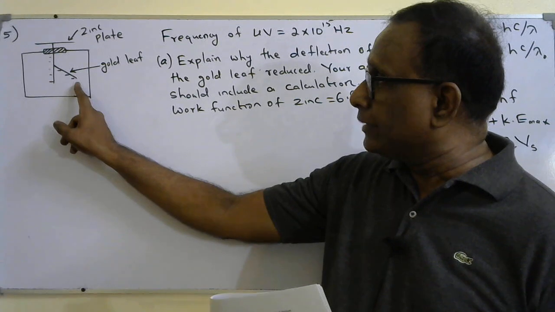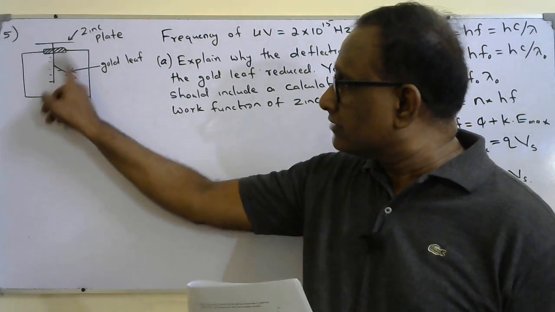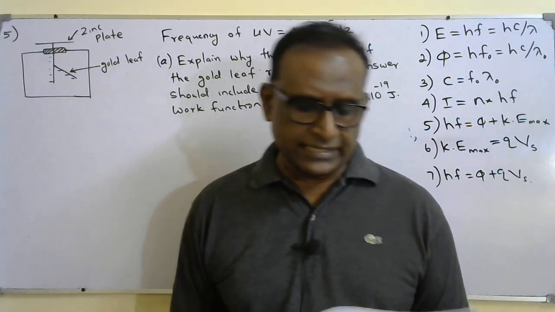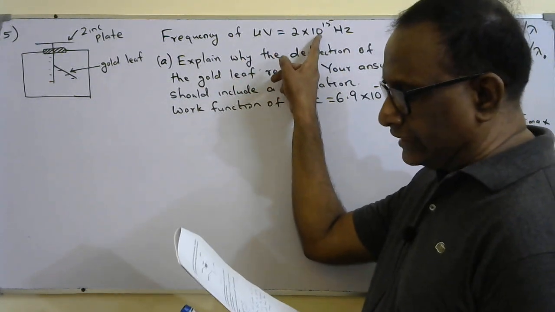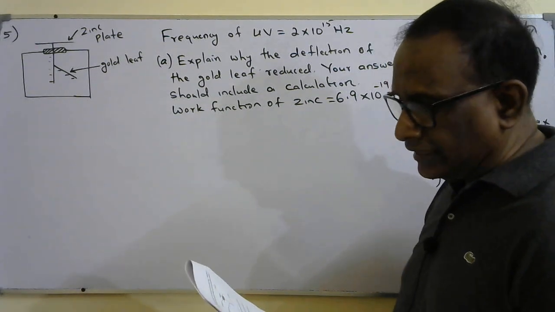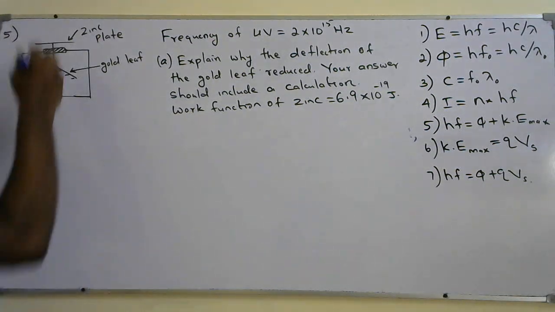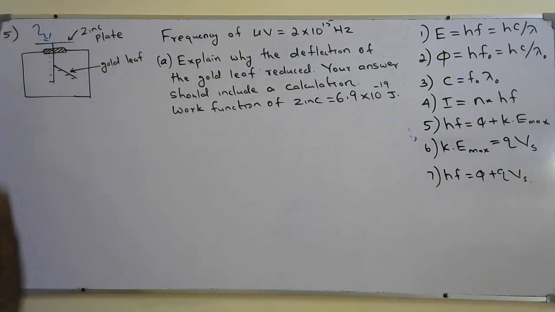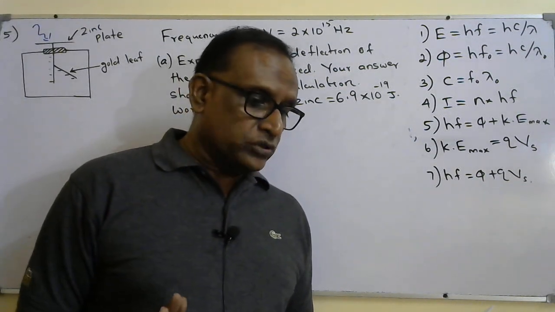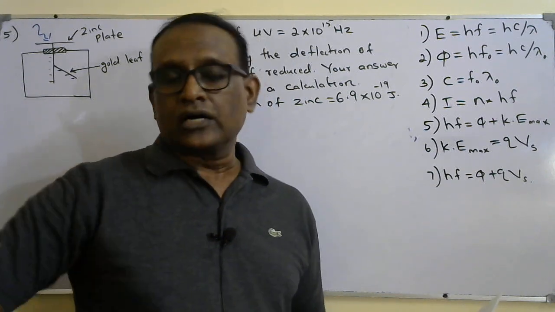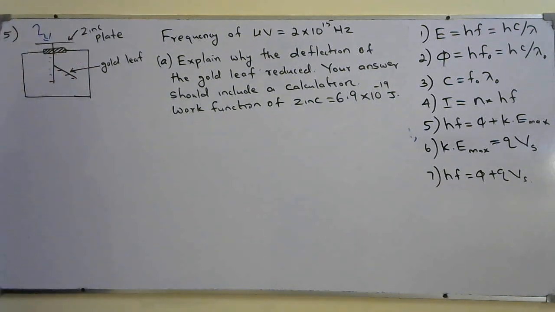The amount of deflection depends on the concentration of charge. The higher the charge, the greater the deflection. When the amount of charge is reduced, the deflection will decrease. You had it in IGCSE. The question is, when ultraviolet radiation of 2 into 10 to the power 15 hertz was shone on the zinc plate, the deflection of the gold leaf reduced. So when it is irradiated with UV radiation, the gold leaf moved down. Explain why the deflection of the gold leaf reduced. Your answer should include a calculation, a 4-mark question. The work function of the zinc is also given, 6.9 into 10 to the power minus 19.